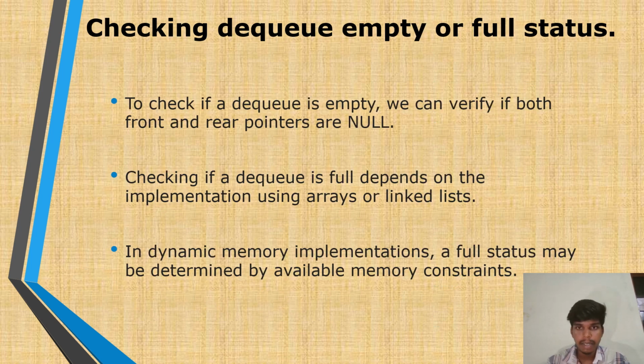Checking DQ empty or full status. To check if a DQ is empty, we can verify if both front and rear pointers are null. Checking if a DQ is full depends on the implementation using arrays or linked list. In dynamic memory implementations, a full status may be determined by available memory.